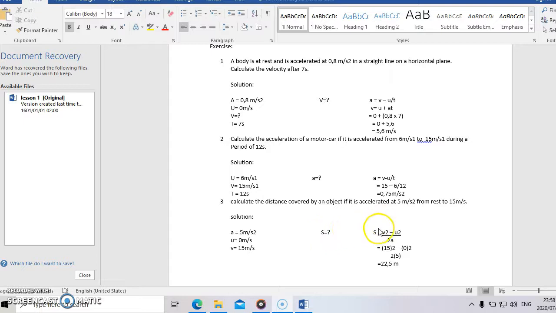Now they're asking you to calculate the distance. We all know the distance is equal to v squared minus u squared over 2 times acceleration. We have v, which is 15, u is 0, we have 2, and we have acceleration, which is 5. Then this is the answer.